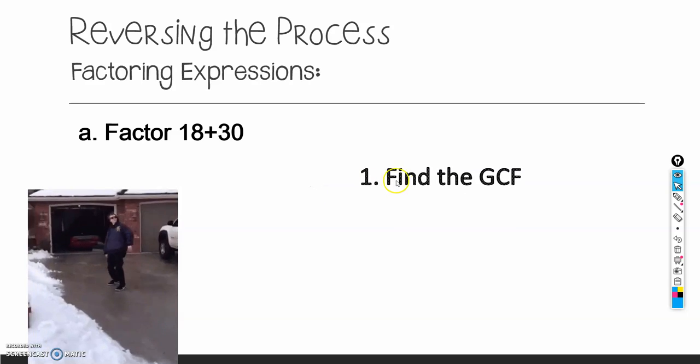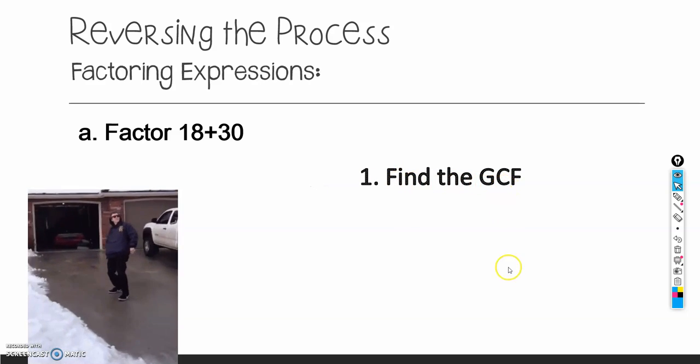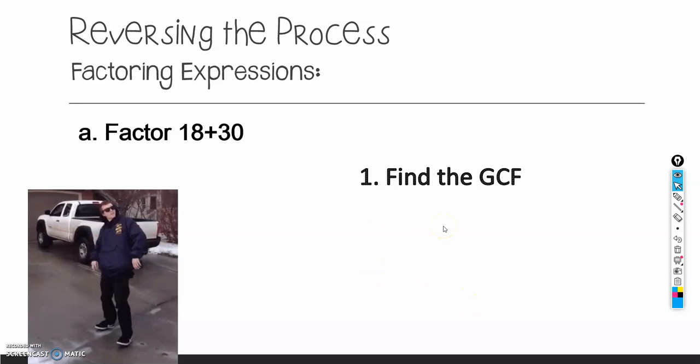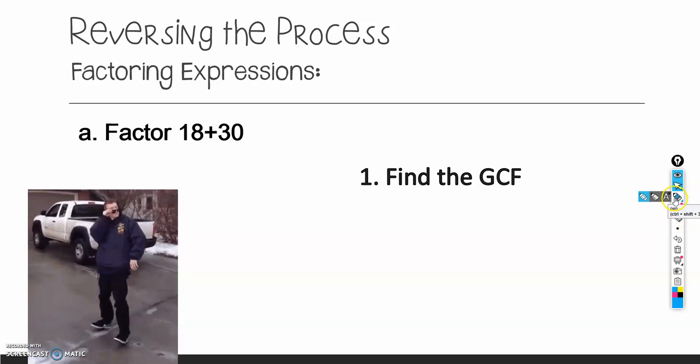The very first thing that we need to do to build a factor is to find the greatest common factor. You guys know 2 different ways to do that. You can use factor lists or you can use a factor tree. I'm going to use a factor tree. You may also be to the point where you just know the greatest common factor just by looking. But in case you don't, let's go ahead and start working on this.